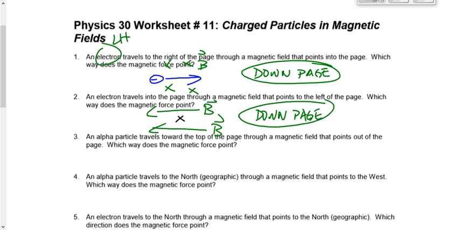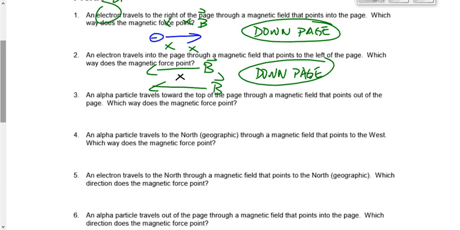Let's do one more, and then I'll let you go for a few more minutes working on these yourself. An alpha particle, which we know is a right-hand rule, because it's a positive particle, travels toward the top of the page to a magnetic field that points out of the page. The alpha particle is going up towards the top of the page. The magnetic field is pointing out of the page. We're going to say right hand, thumb up towards the top of the page, fingers out of the page, palm points which way? Towards the right side of the page.